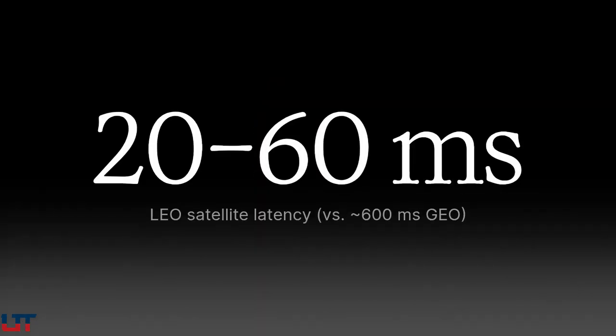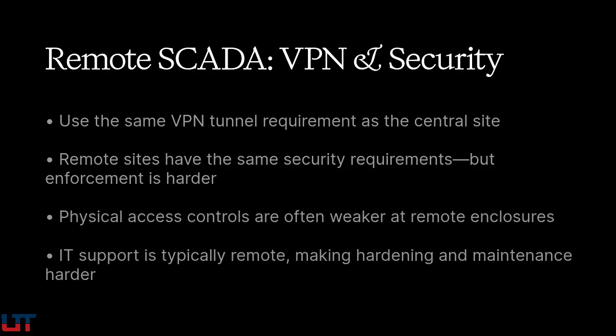Low Earth orbit or LEO satellites, Starlink being the most prominent example, dramatically reduce latency to 20 to 60 milliseconds. This makes LEO satellite viable for a much wider range of SCADA applications and is increasingly used at remote sites where cell coverage is inadequate. The same VPN tunnel requirement applies.